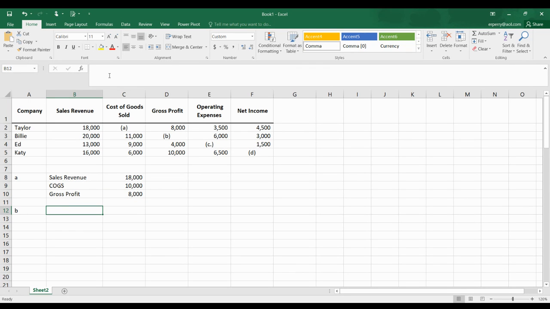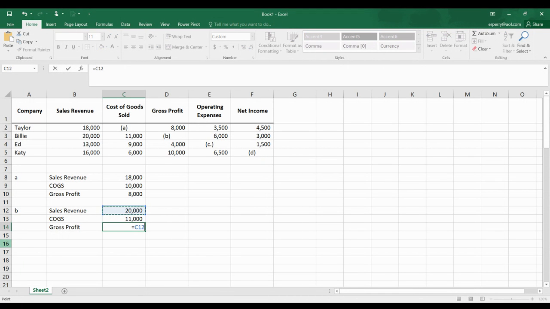Solving for B. Let's see, we're given our sales revenue for Billy and cost of goods sold, and we need to solve for gross profit. Well, we can follow the format we used in A. Determine our gross profit. Let's see, we got sales revenue of $20,000, and we have cost of goods sold of $11,000. Sorry about that, $11,000. So $20,000 minus my cost of goods sold gets me to gross profit of $9,000. $20,000 minus $11,000 gives me $9,000.